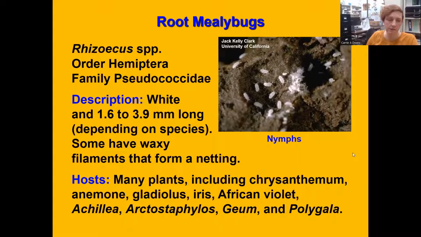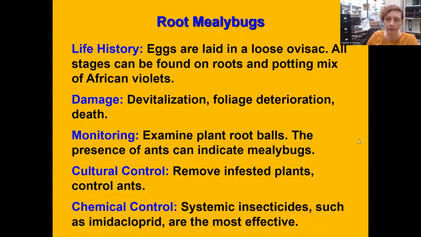They're found in many different types of plants that tend to be grown in greenhouses, including many different types of flowers listed here. Their eggs are laid again in an ovisac, similarly to scales, and all stages are pretty much found underground on the roots, and sometimes in potting mix. They can be transferred across greenhouses.